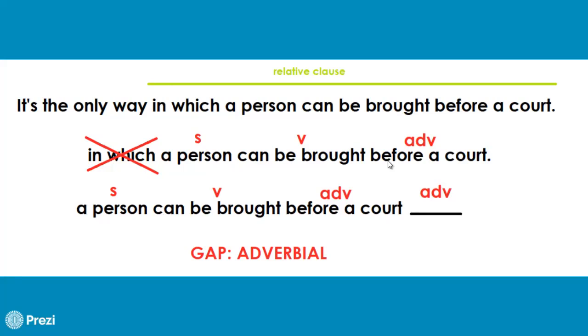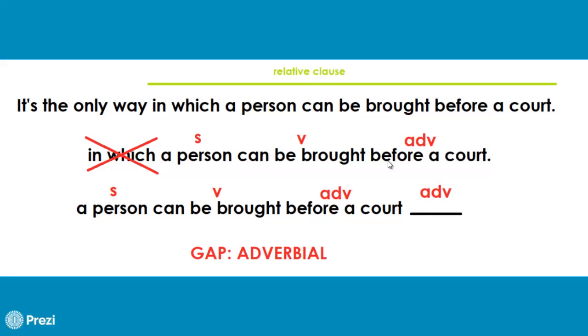So in this case, we have removed the relative clause from the context of the major clause, and we remove the relativizer. What we have as a result is a subject, a person, can be brought, which is our verb, a verb phrase, and an adverbial before a court. We may say that this is a complete clause. It has all the elements that a clause may have. But remember that adverbials are optional elements and they can be removed from the clause.